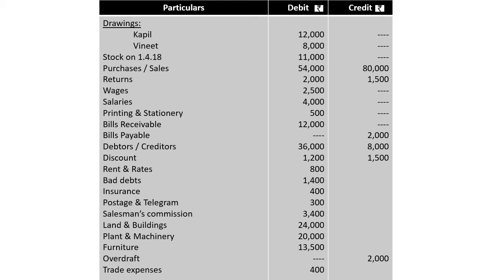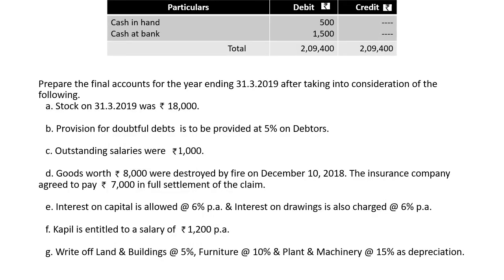Next, discount. 1,200 is discount allowed and 1,500 is discount received. Rents and rates, bad debts, insurance, postage and telegram, salesman commission, land and building, plant and machinery, furniture, overdraft. Overdraft here is nothing but bank overdraft. Then trade expenses, everything has been given, so we have to post in the respective accounts. Next, cash in hand and cash at bank also have been given. So the trial balance total will be 2,09,400 on both sides.